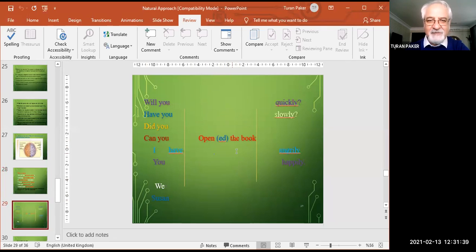And another example, let's open the book, for example. So will you open the book, please? Will you open the book quickly, slowly, angrily, happily? I have opened the book. We have opened the book. Susan has opened the book. As you see, there are different inflections, but the main bulk, open the book, stays there.